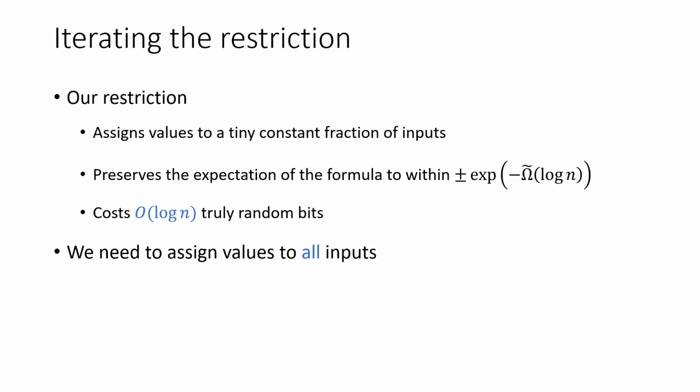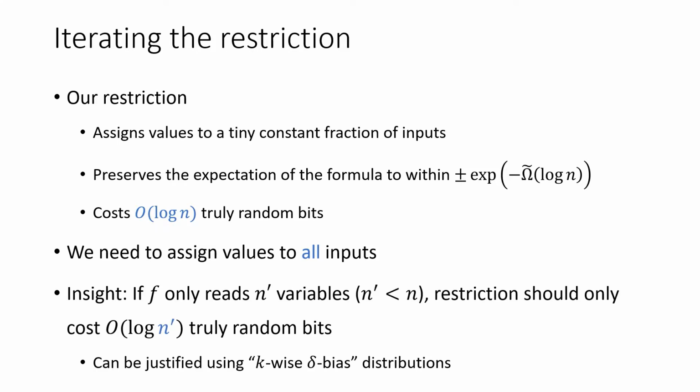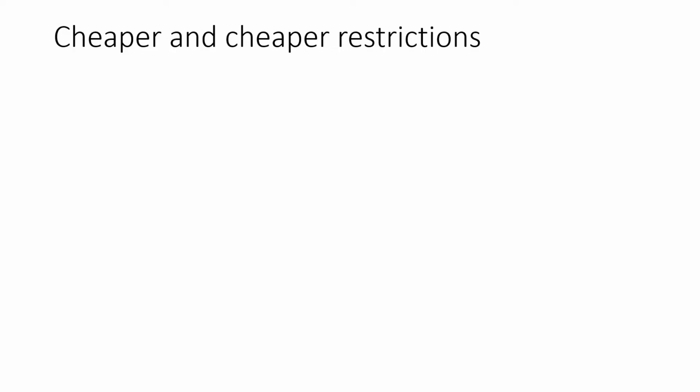Here's what saves us. Suppose f only reads n prime variables where n prime is smaller than n. Then, by slightly modifying our restriction, we can make it so it only costs O of log n prime truly random bits, instead of O of log n truly random bits. That allows us to pay less and less for each restriction as we go. Let me explain what I mean.